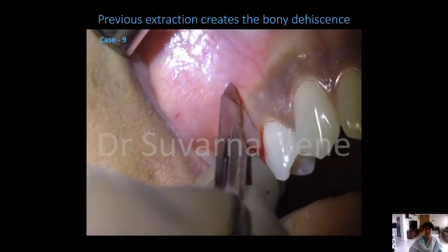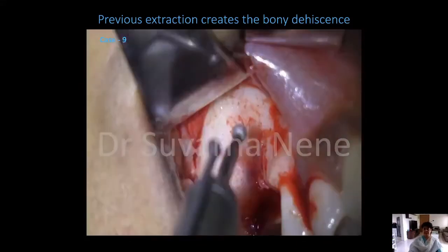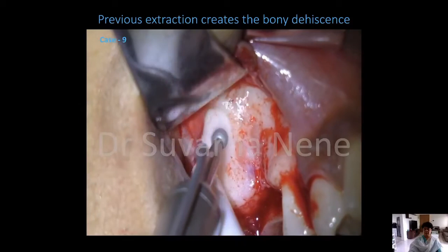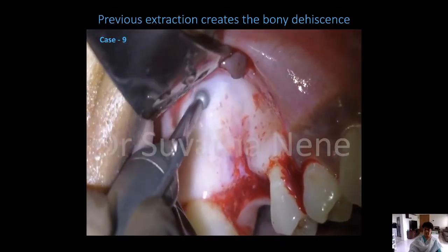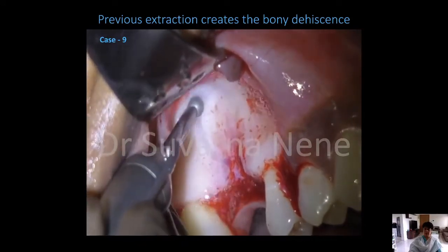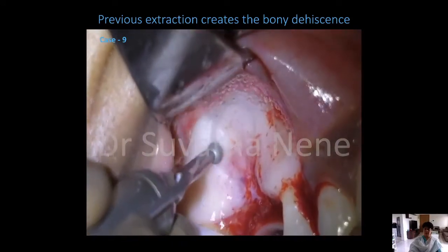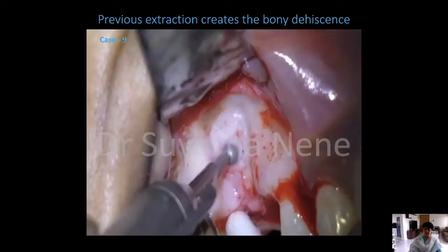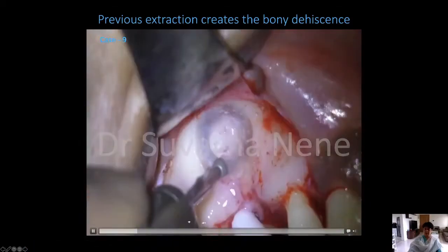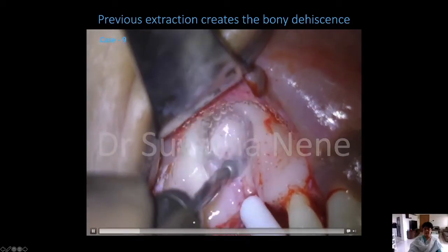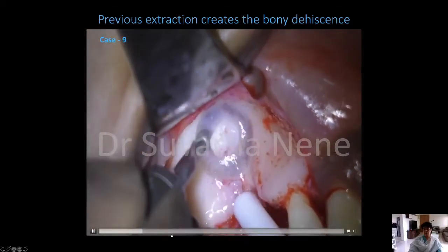You need a vertical raising incision for a direct sinus lift surgery. The window is going to be limited in the area between the two roots, between the root of the premolar and molar. Even the buccal cortical plate here has some dehiscence or less quantity of bone.